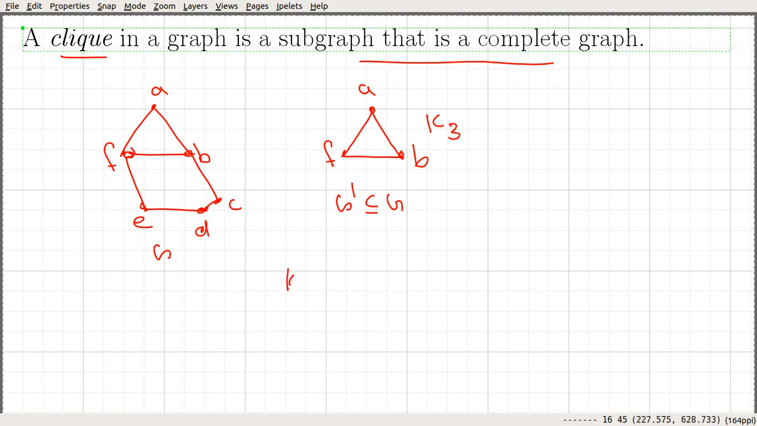Similarly, if you consider K5, earlier we saw K4 is a subgraph of K5. K4 is a complete graph, so we have a clique there and so forth. A clique in a graph is a subgraph that is a complete graph. So this subgraph is a clique in this graph.